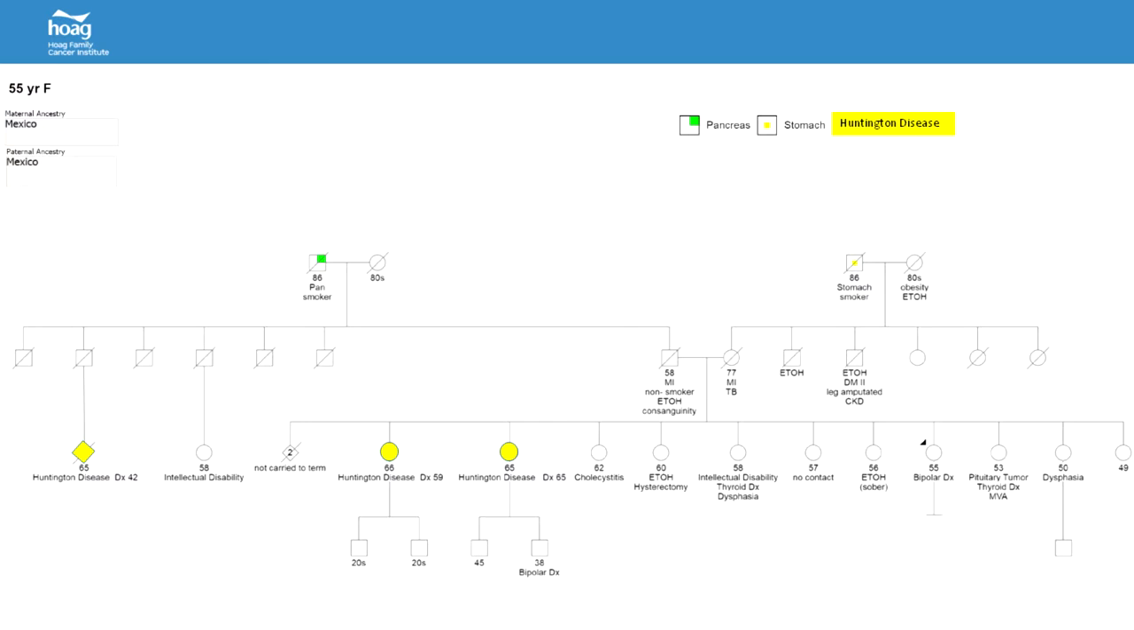She has a large family, yeah? So 55 years old, there she is, no children. Her 65-year-old sister had just been diagnosed, but the first one in the sibship to be diagnosed was her oldest sister, at 59 years of age. And then there's this cousin on the paternal side who passed away at 65 years of age, diagnosed very early at 42 years of age.